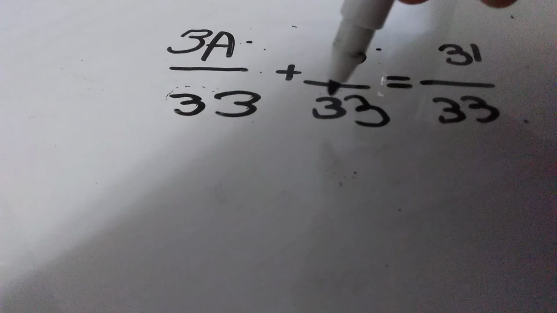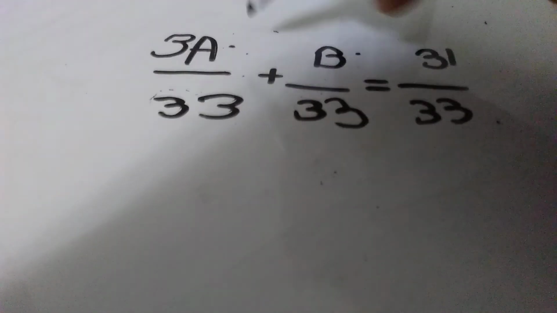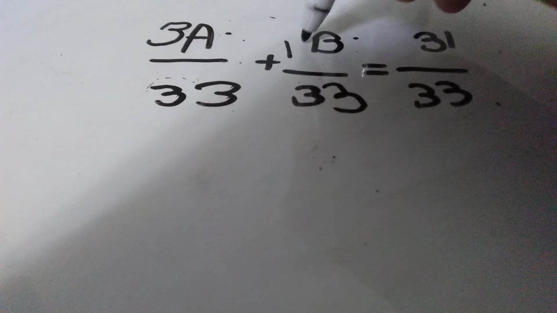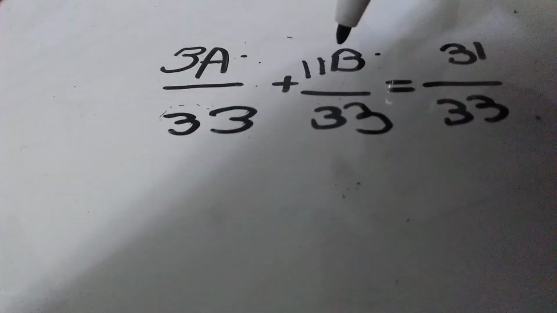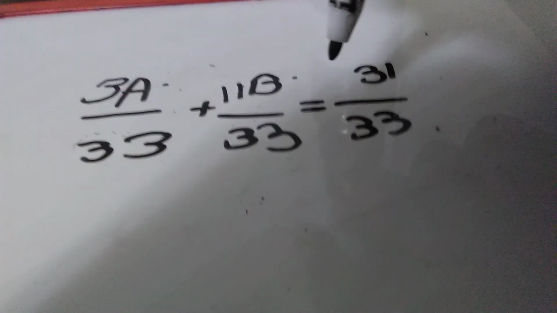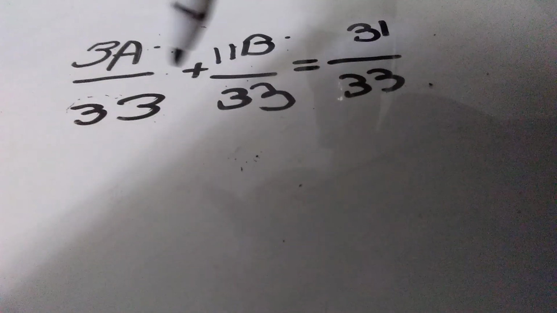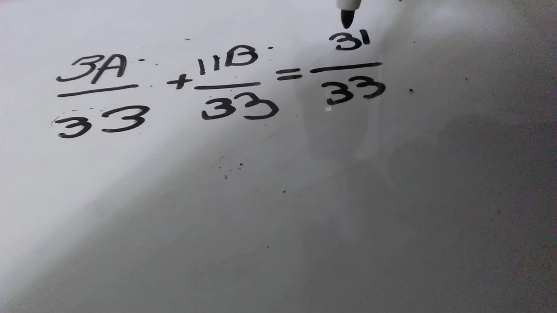Now, same here. Since B was over 3, 3 times 11 equals 33, which means B times 11 equals 11 B's. Think of B as a bee. You have 1 bee, and it gives birth to 11 times its amount. You would have 11 bees. Well, now we know that 3 A's plus 11 B's equal 31.